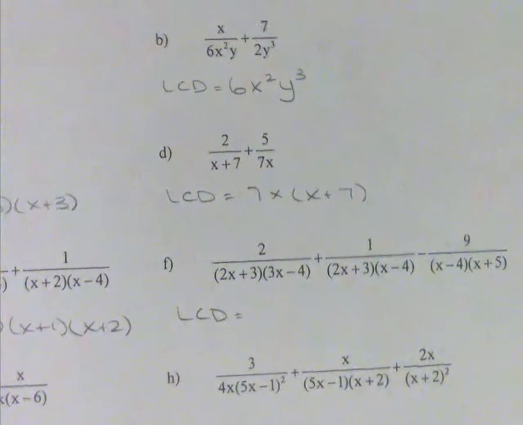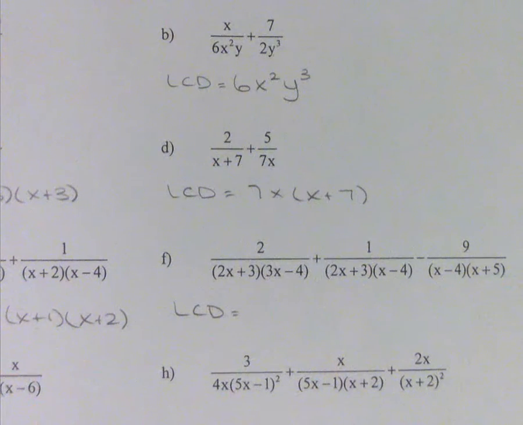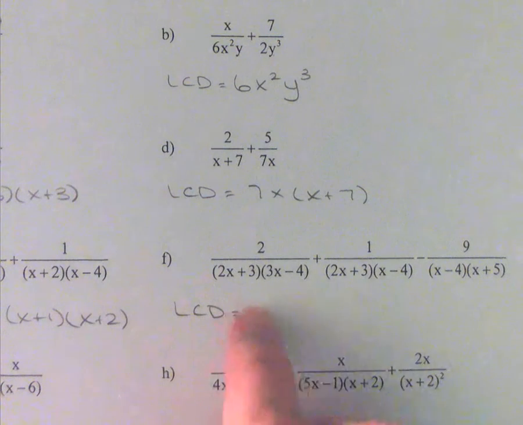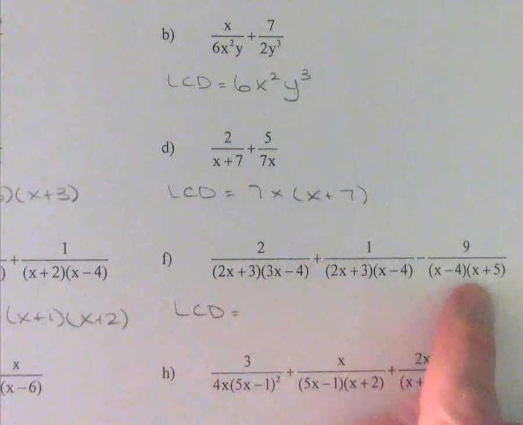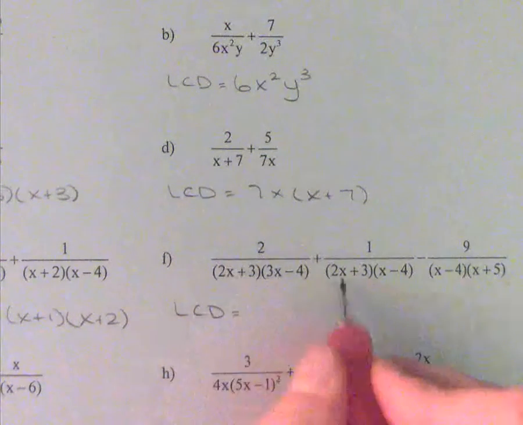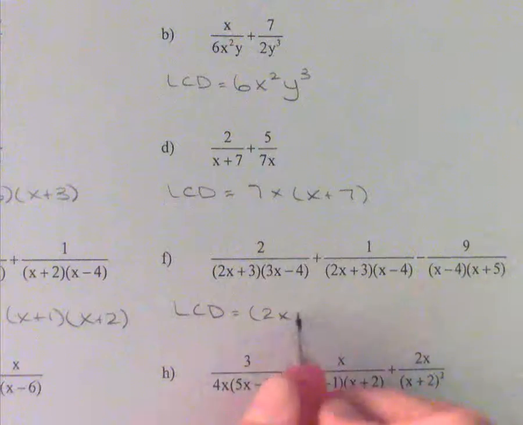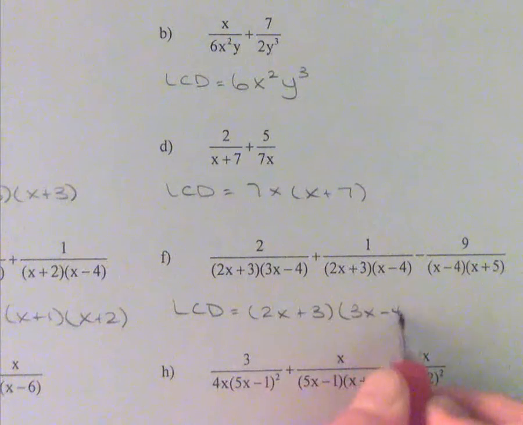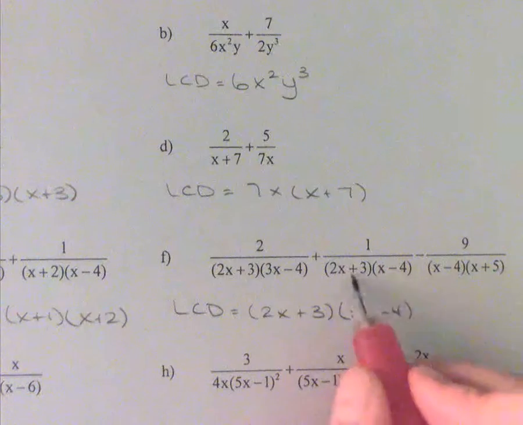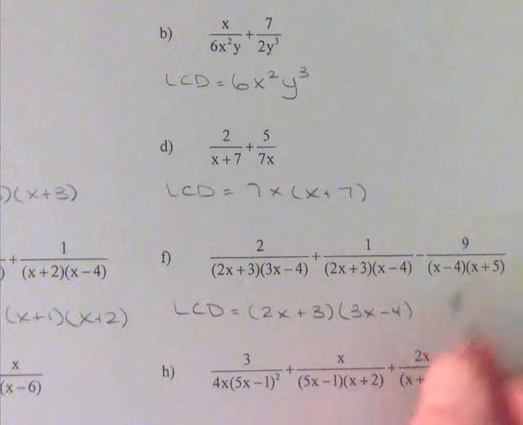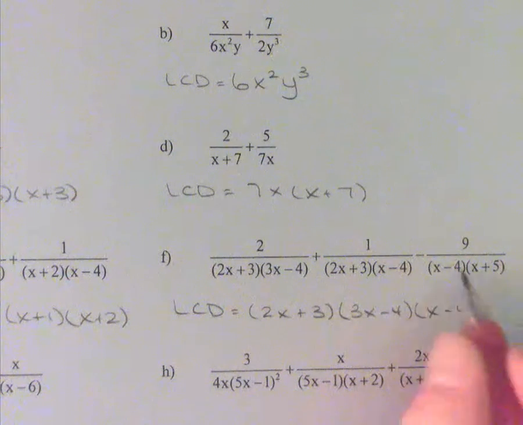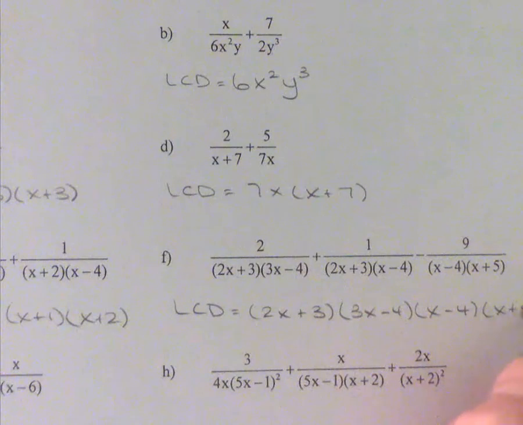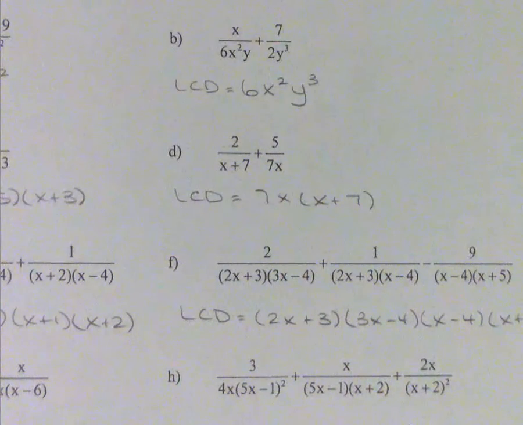If I look at the lowest common denominator for this one, so they don't have everything in common. So the lowest common denominator would actually be the product of all the ones that I need. So these two have this one in common, so that one would be missing that. I need a 3x minus 4. I've already included this one. I need an x minus 4. It's already been included. And an x plus 5.